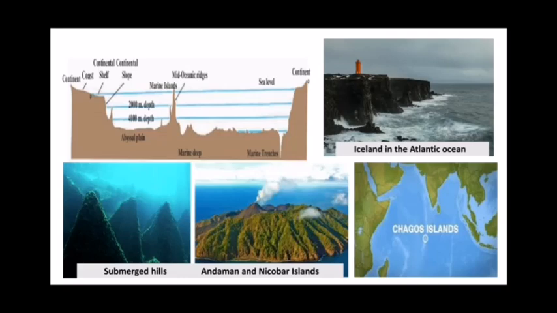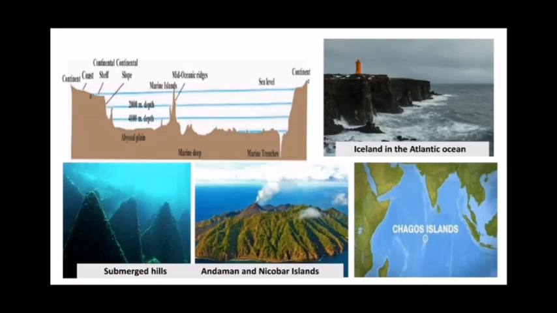For example, we have one marine island in the Atlantic Ocean that is called Iceland. You can see that in the picture. This is also a marine island in the Atlantic Ocean, that is Iceland. Similarly, in India also we have some islands like the Andaman and Nicobar Islands, which are in the Bay of Bengal. They are also examples of marine islands.